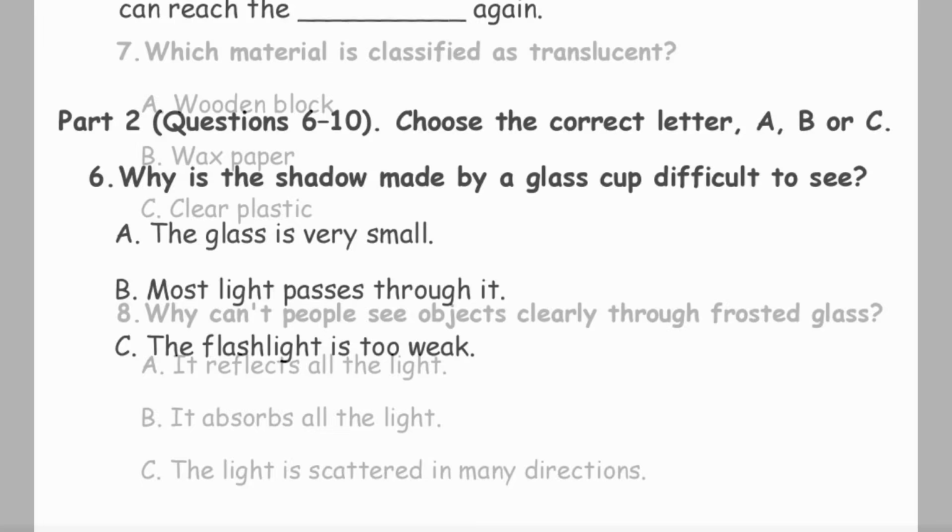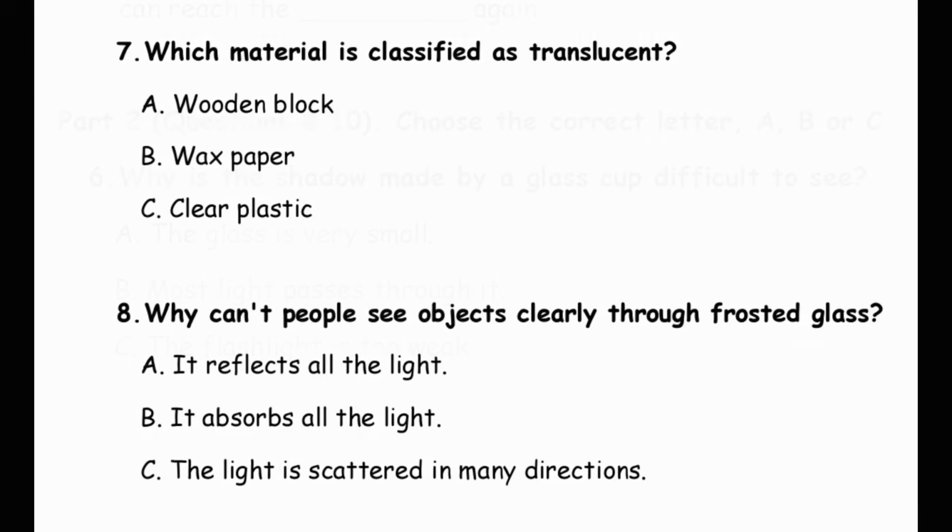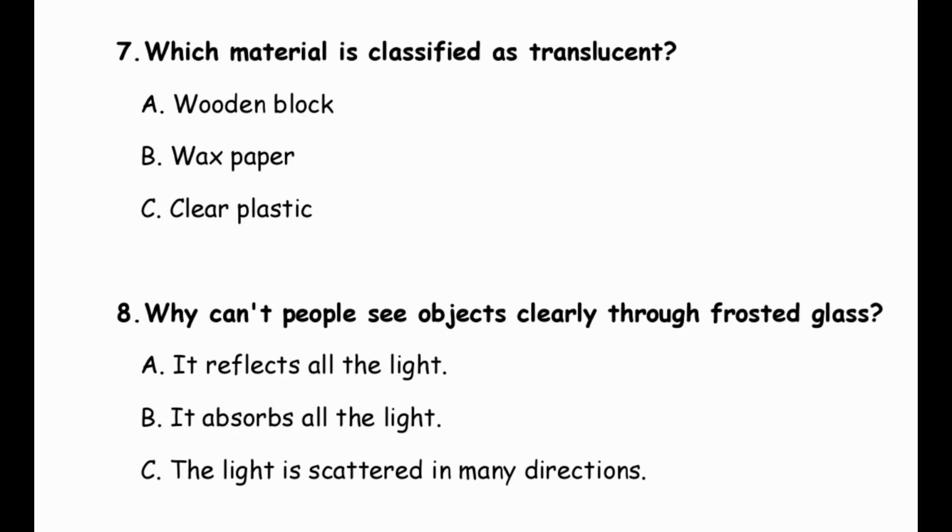Now let's move on to the second group, translucent materials. These materials allow some light to pass through, but not all of it. Can anyone think of an example? Maybe a thin curtain? Excellent. A thin curtain is a good example. Other examples include wax paper and frosted glass. When you look through these materials, you can tell that something is behind them, but the image is not clear because the light is scattered in many directions.